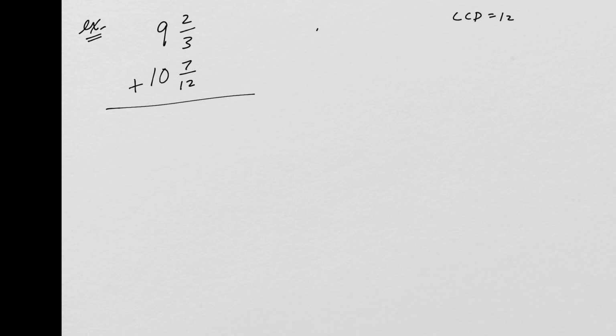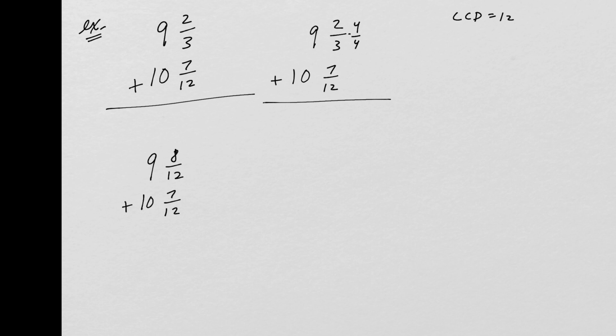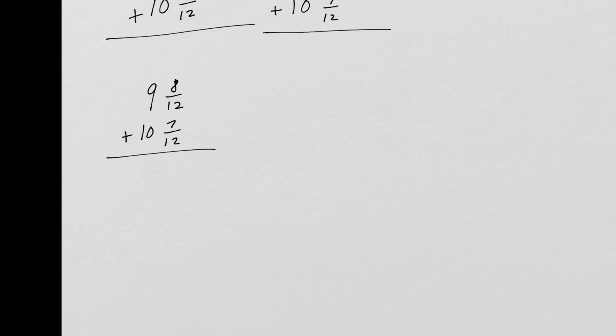So I can correct the first fraction by multiplying by 4 over 4. And the second one's okay, right? Don't even need to do anything to the second one. So this is going to become 9 and 8/12 plus 10 and 7/12. Okay, so now add the fraction pieces, right? 8/12 plus 7/12 is 15/12. 9 plus 10 is 19, right? Add the fraction pieces or parts and add the whole number parts.